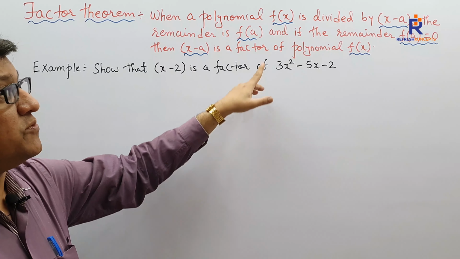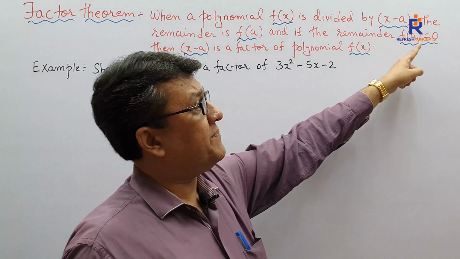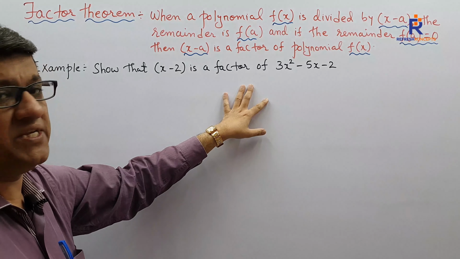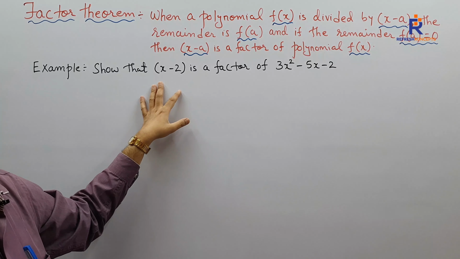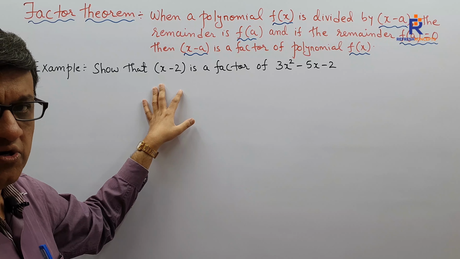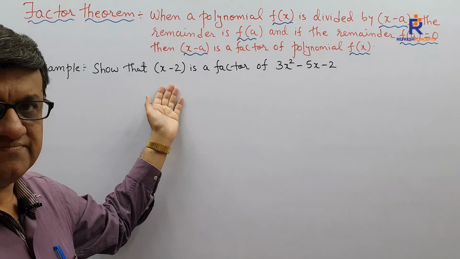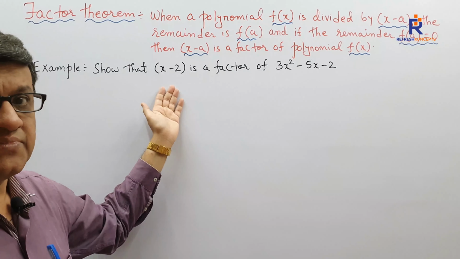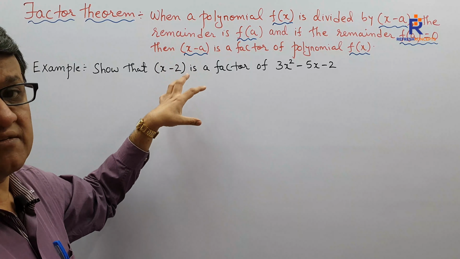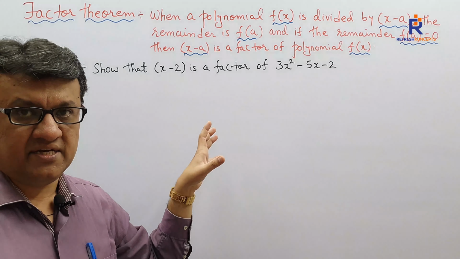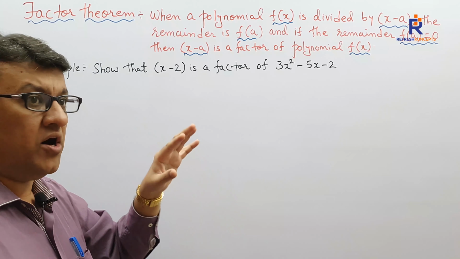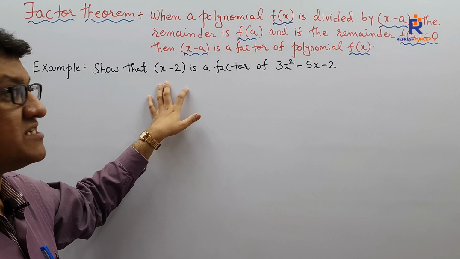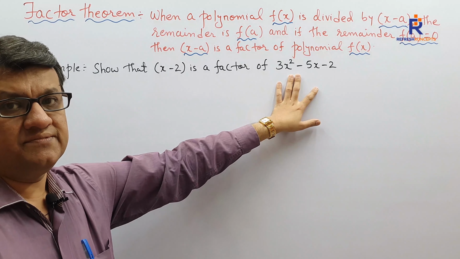If the remainder, f of a, happens to be 0, I can say x minus 2 is a factor. And if the remainder isn't 0, I shall say x minus 2 is not a factor. Are you getting what the factor theorem is? In order to apply the factor theorem, we have to work out the remainder, and the remainder has to be 0 for the divisor to be termed a factor of the polynomial.